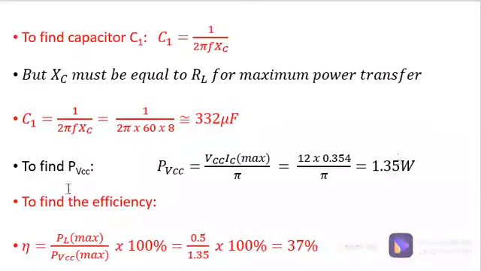So if we want to get the efficiency, it is equal to power output, that's power to the load, all over power input times 100. Power output is given in the question as 0.5 watt. The power input we just calculated as 1.35, then times 100. If you say this over this times 100, it will give you 37%. So you can see the efficiency is very low. It is even less than 50%.